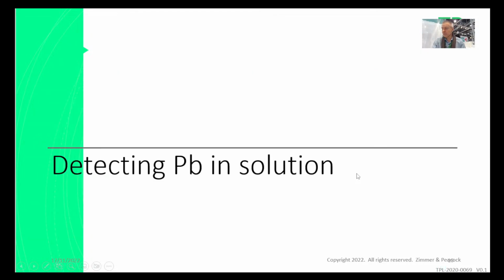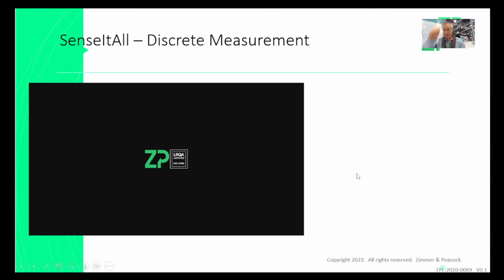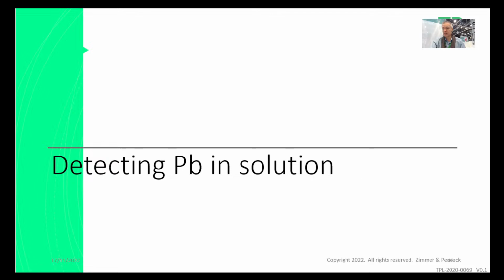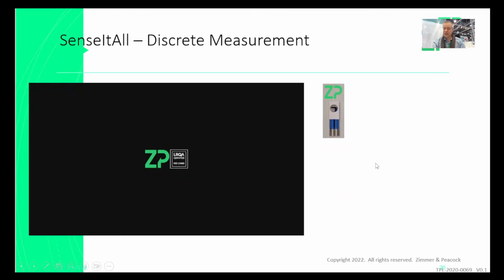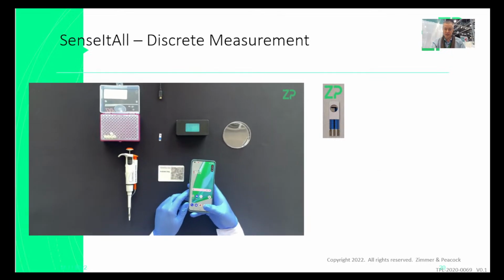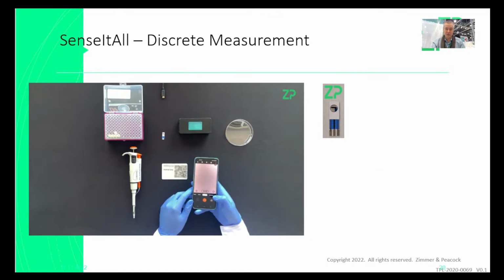And I think I'm just going to go up one. Yeah, detecting lead in solutions. It's really the same story as earlier on. Lead, I'll get to the data in a minute. We have the Sense-It-All platform.